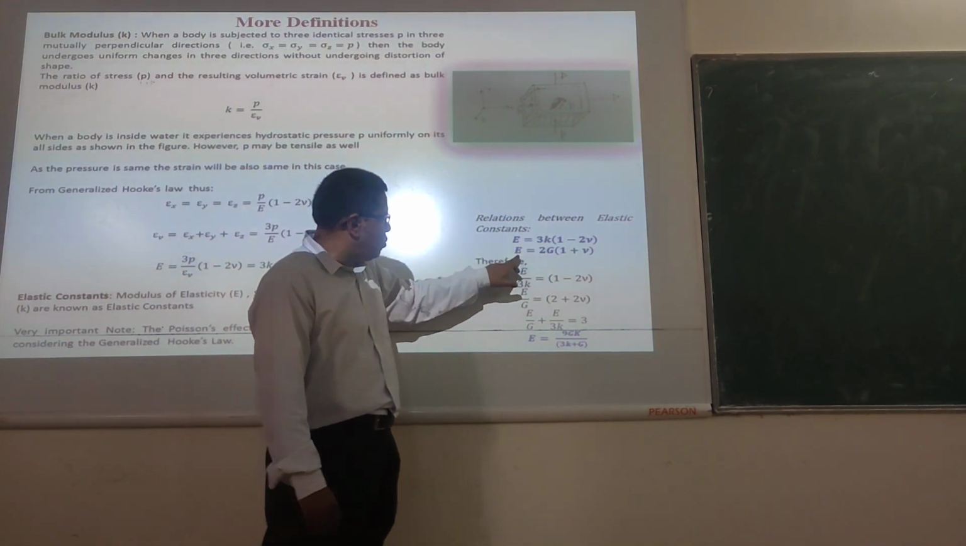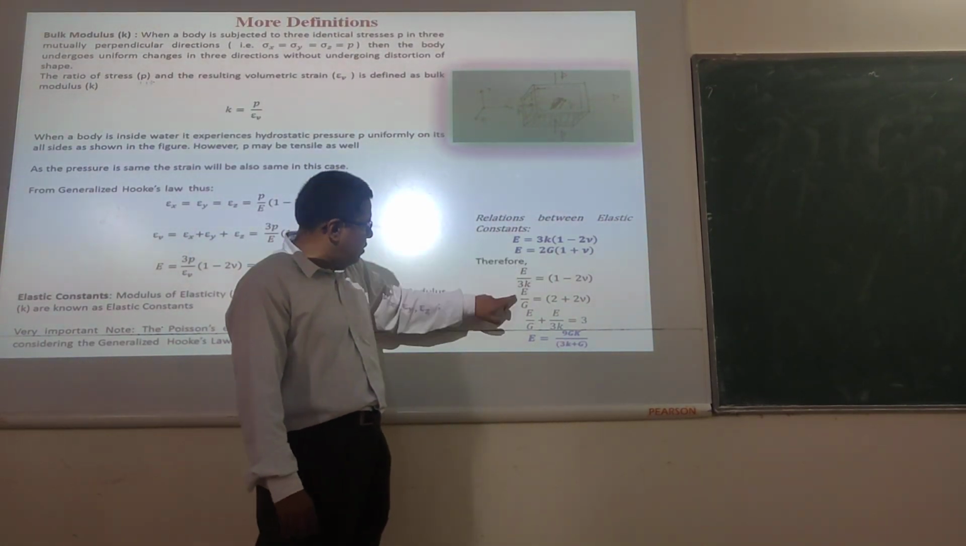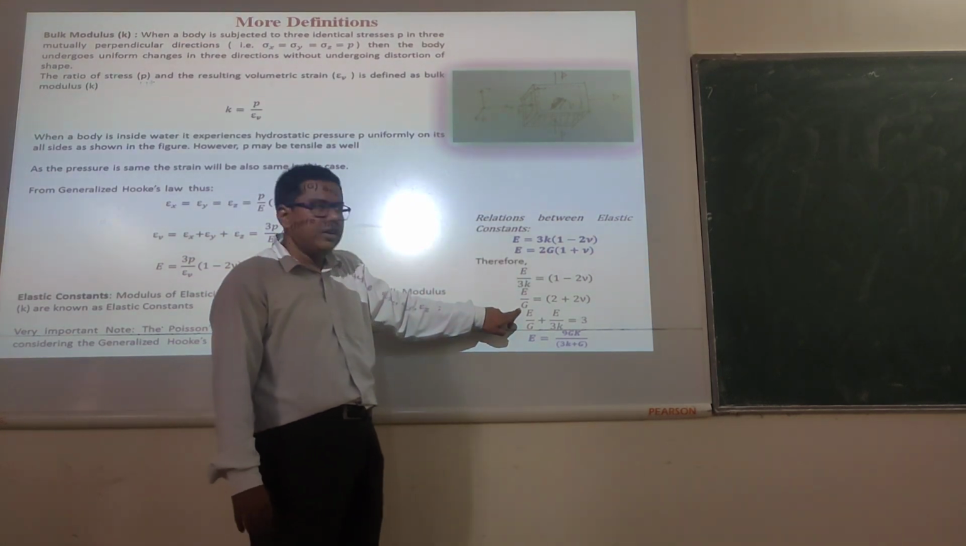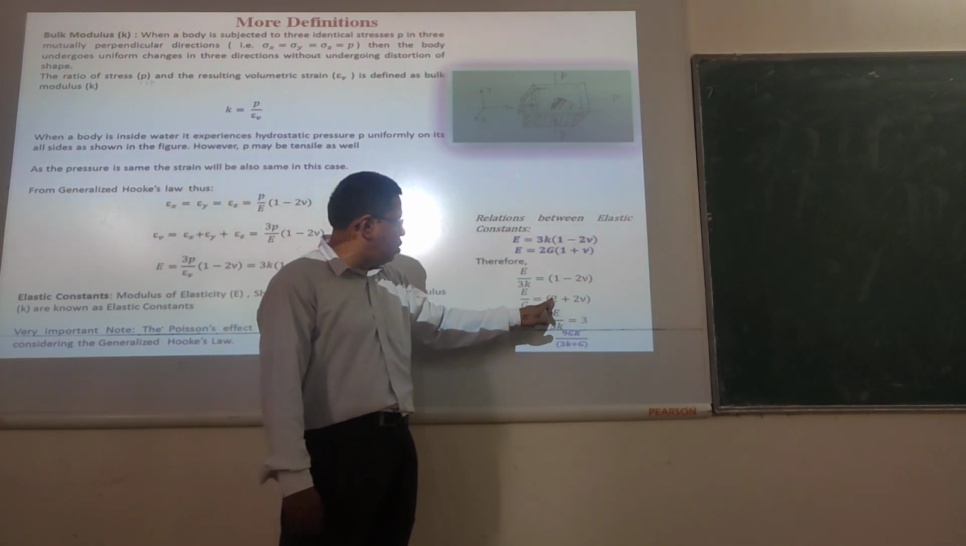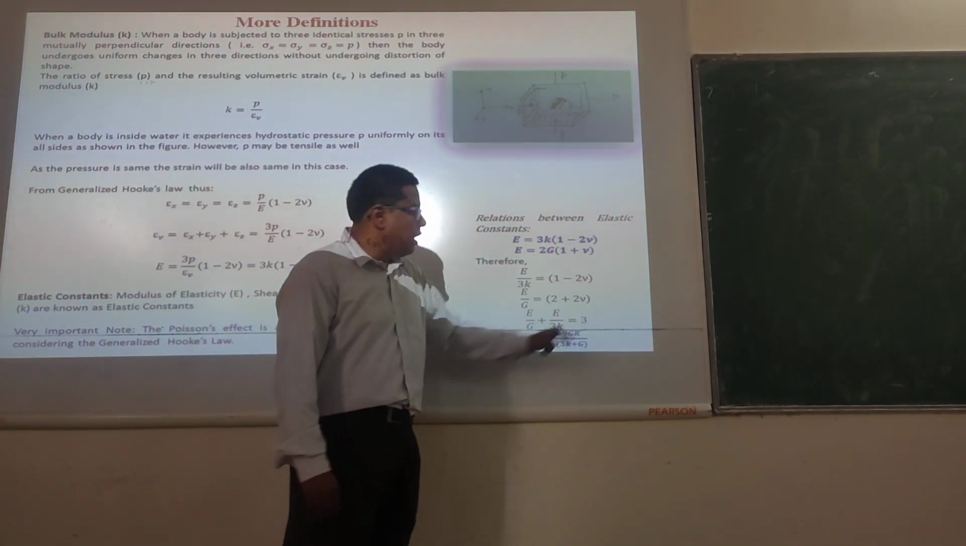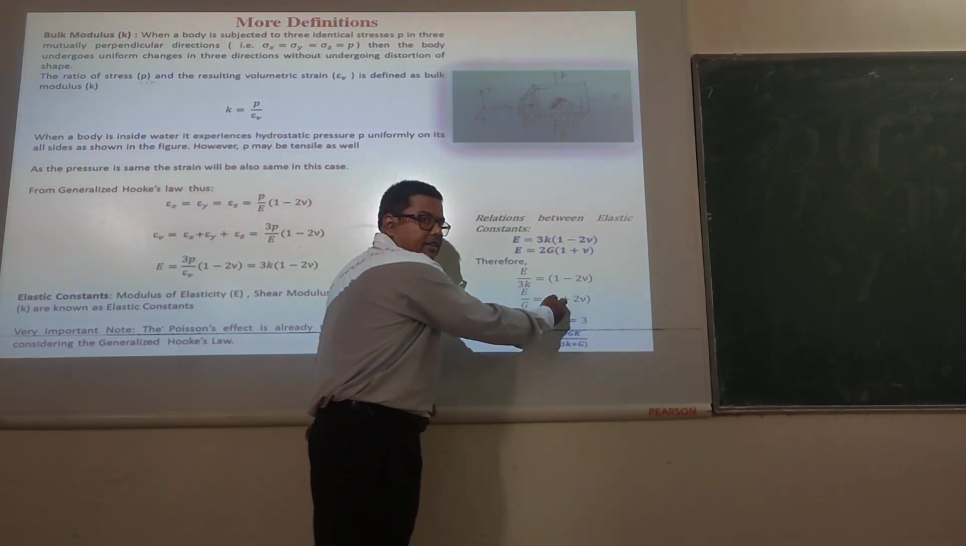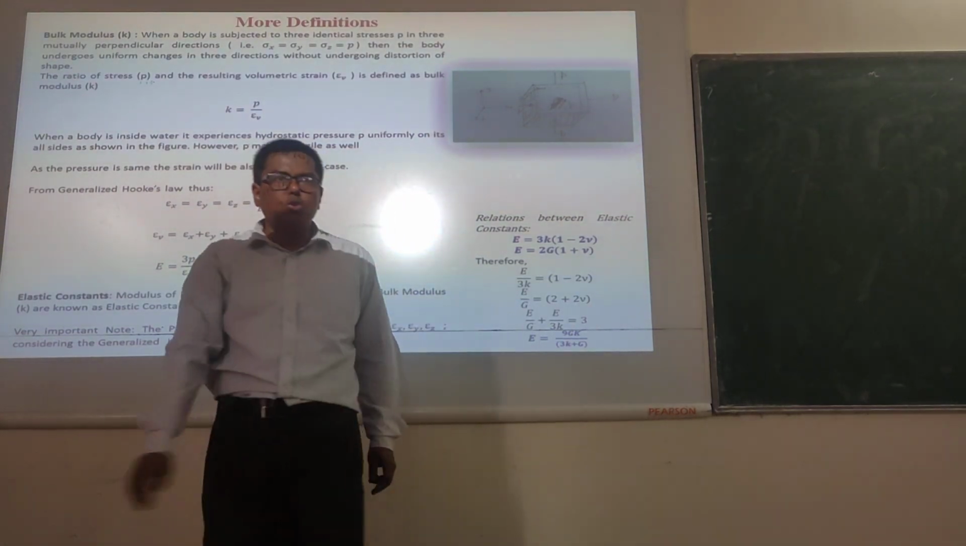E by G, what I have done? E by G, I have divided E by this G, and I have taken this 2 inside this. So I have written 2 plus 2 mu, and this I am adding it. So 2 plus 2 mu minus 2 mu cancels.